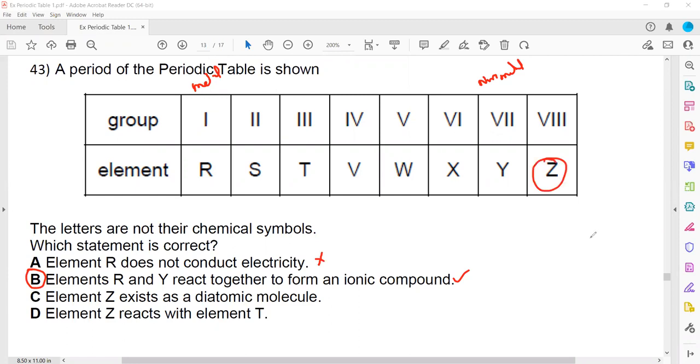Z exists as a diatomic. Z is in group 8. Group 8 always exists as monoatomic, like you will always find one atom. And Z reacts? Group 8 elements are unreactive, they do not react with any substance.